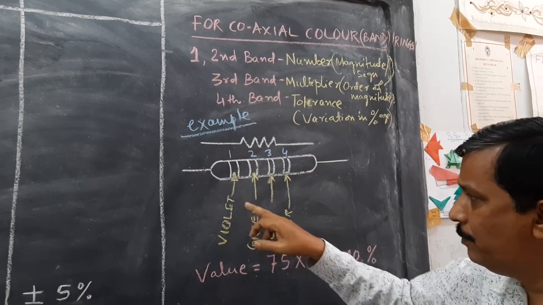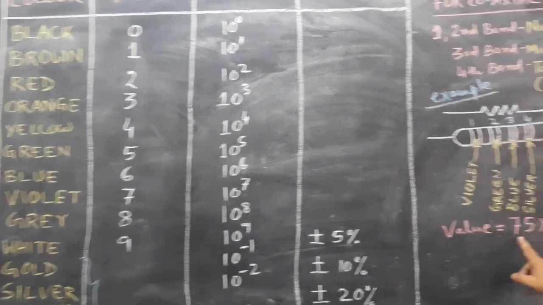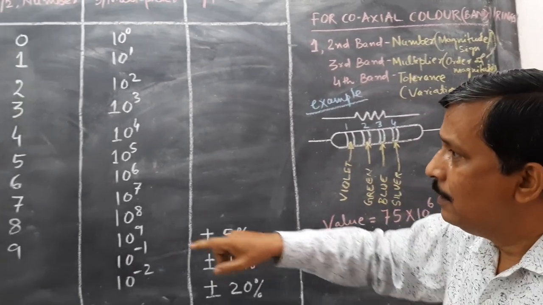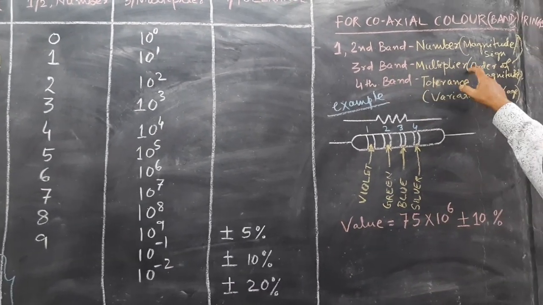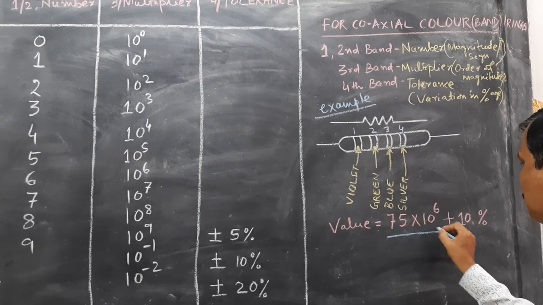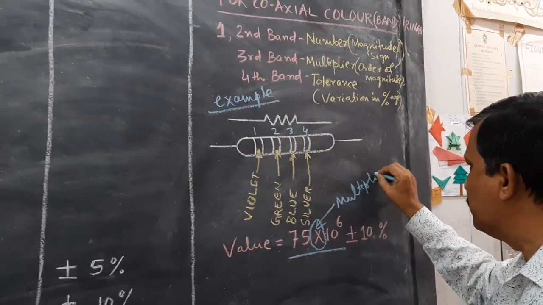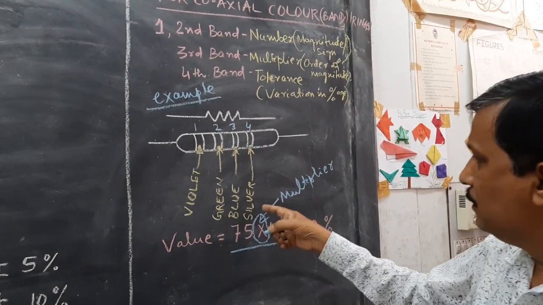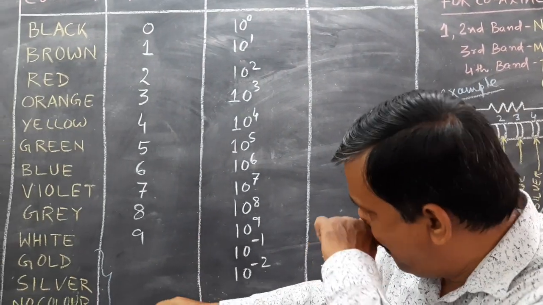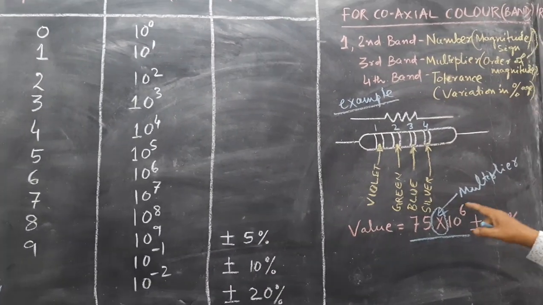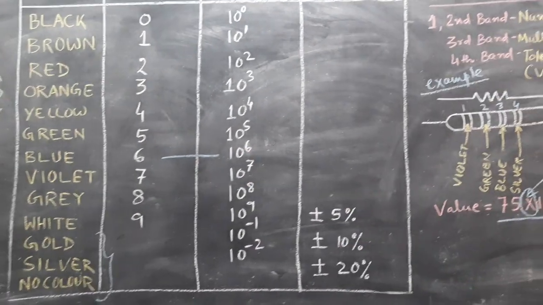So you see, for violet, from this table, violet is 7, so the first digit is 7. The second, green, is 5, so I have taken 5. Now the third band is the multiplier. This is your multiplier. Then next is your blue color. Blue is 10 to the power 6. You see here this value, 10 to the power 6.